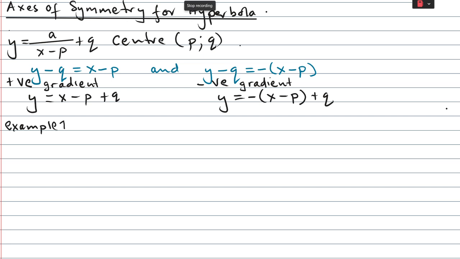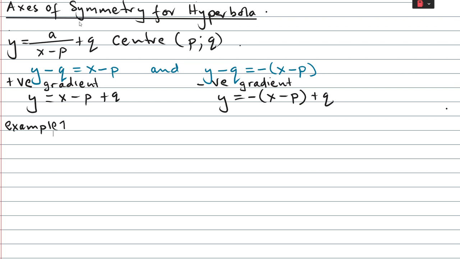In today's video we are looking at the lines of symmetry for a hyperbola of the general form y equals a divided by x minus p plus q, with the center p and q. You have the general form of these lines of symmetry: y minus q equals x minus p for the positive gradient, and y minus q equals minus open bracket x minus p close bracket for the negative gradient.